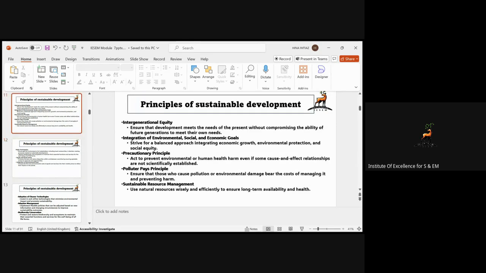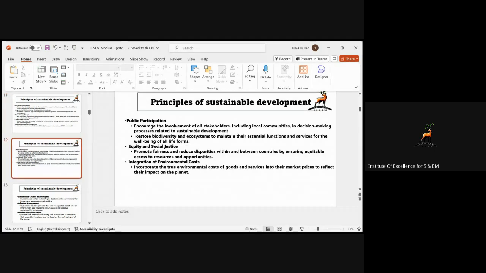So these are the basic principles of sustainable development: we have to ensure equality, the polluter pay principle, sustainable resource management, and we have to use an integrated approach of environmental, social, and economic goals. We have to ensure public participation, equality, and social justice. So I will ask any one of you, what are the principles of sustainable development? All right, so be attentive, class.